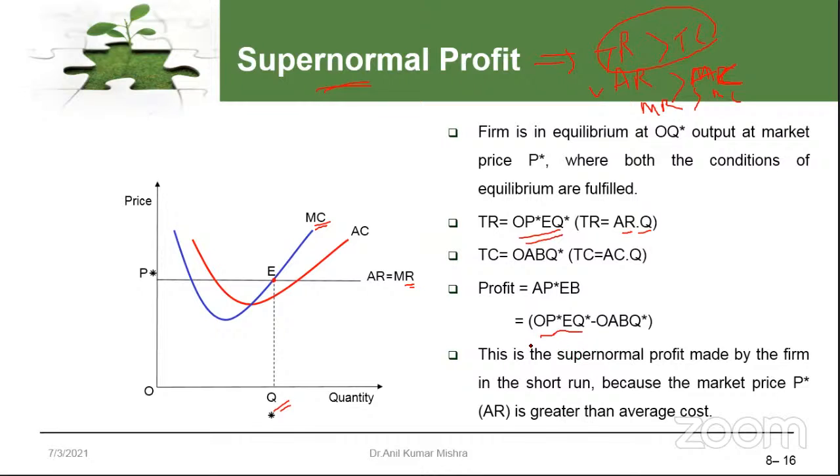Now, to know the cost, while you draw the perpendicular, it touches the average cost at this particular point. So this distance is called the cost per unit. Yes or no? From the point of equilibrium, while you drop it, it meets the average cost at this particular point. And corresponding to this, the vertical distance is called what? Average cost. And when you join to this side, that is called the total cost, right?